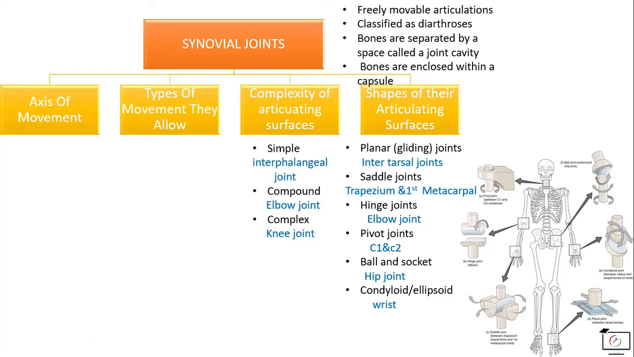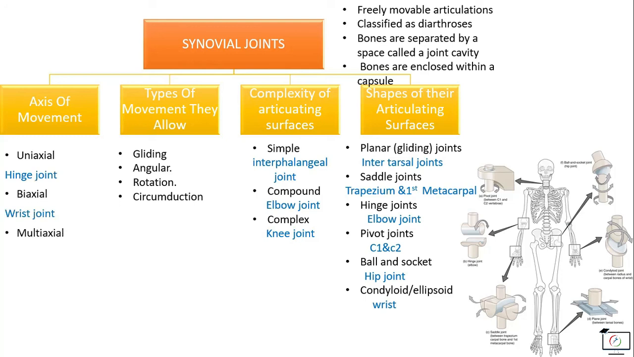According to the movement they allow, there is gliding movement, angular movement, rotation and circumduction. Gliding is a sliding-like movement that usually occurs at a planar joint. The angular movement increases or decreases the angle of the long axis, like flexion and extension. While rotation is the movement that occurs around an axis, the example is the pivot joint. Circumduction is the combination of all the movements that occur at the ball and socket joint.